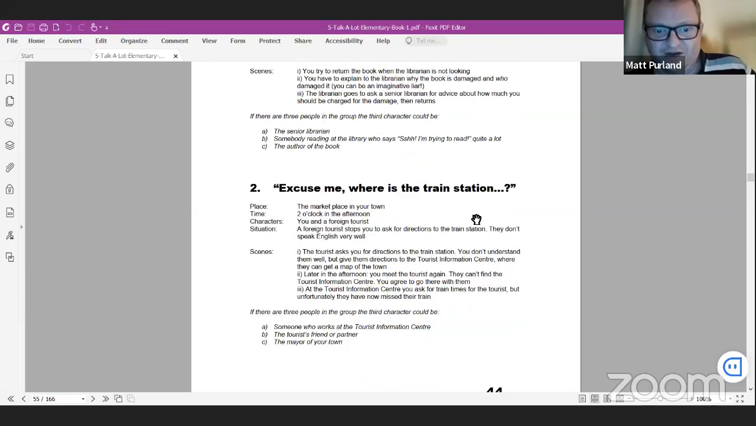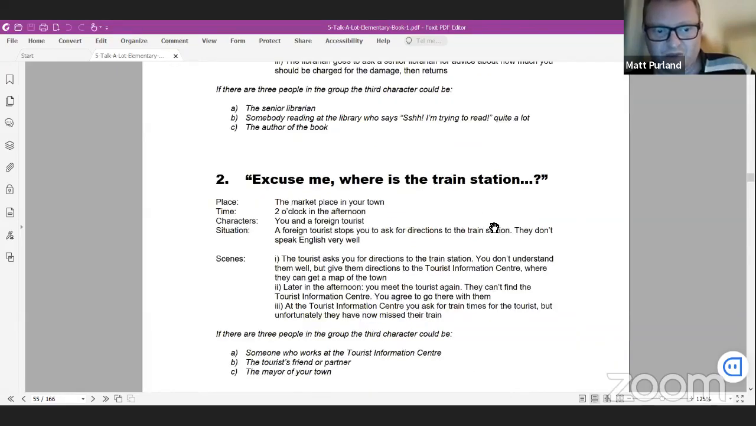Excuse me, where's the train station? A foreign tourist stops to ask you for directions to the train station. They don't speak English very well. Ask for directions. Agree to go.